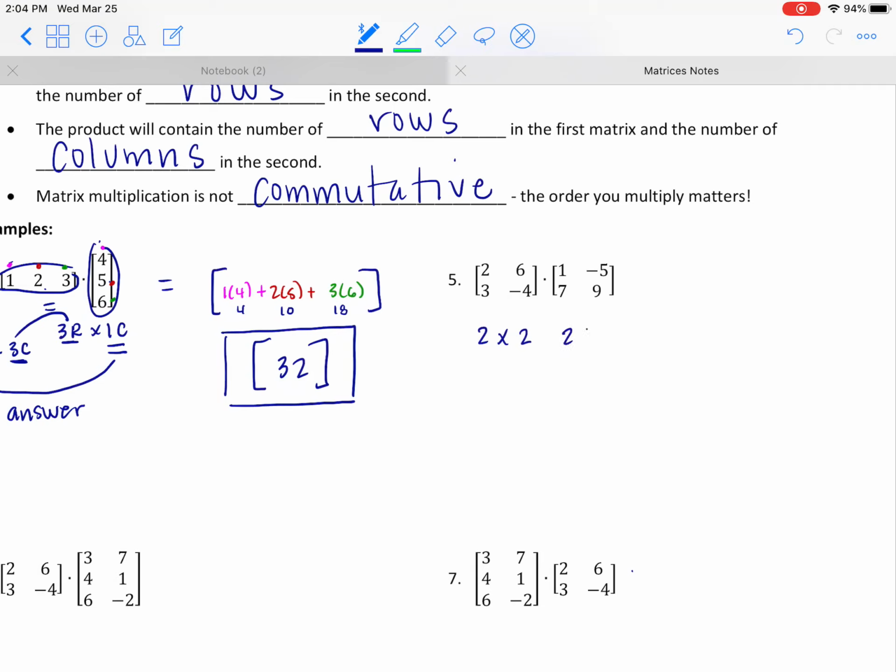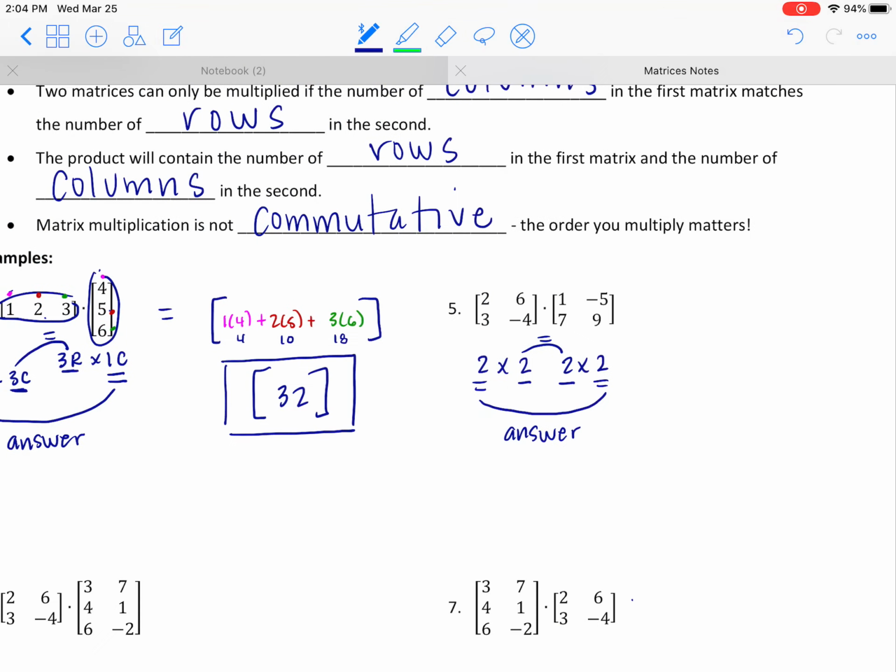So this is a 2 by 2 matrix. This is also a 2 by 2 matrix. If the number of columns here matches the number of rows here, if those two things are equal, then we're good to go with multiplication. And when we multiply, our product is going to contain the number of rows here and columns here. So this shows us the size for our answer. Here, our answer is going to be a 2 by 2 matrix.